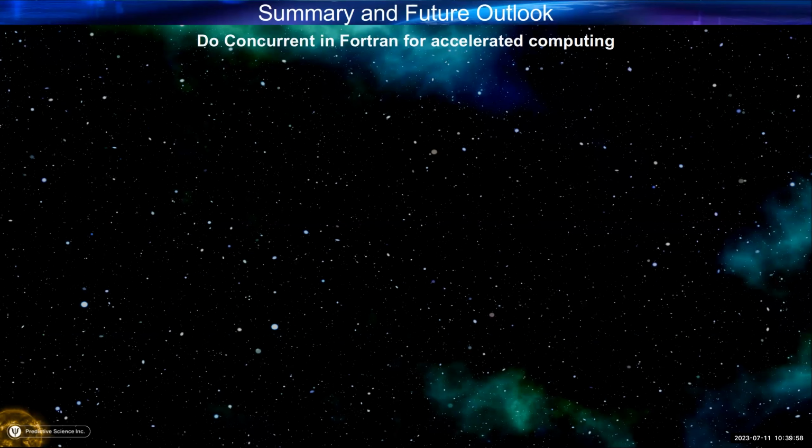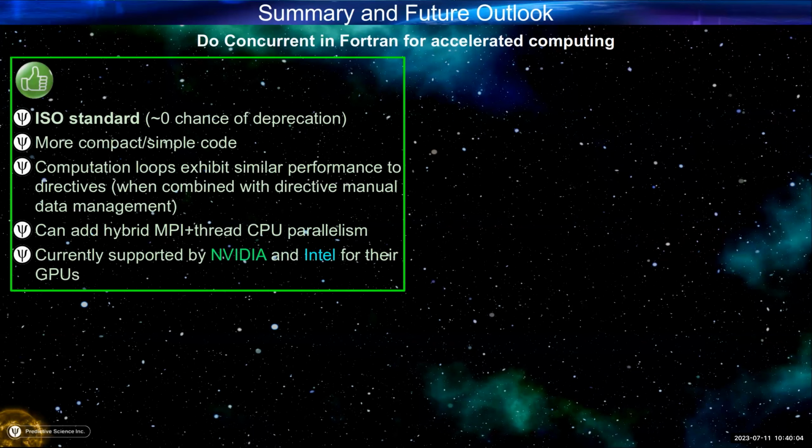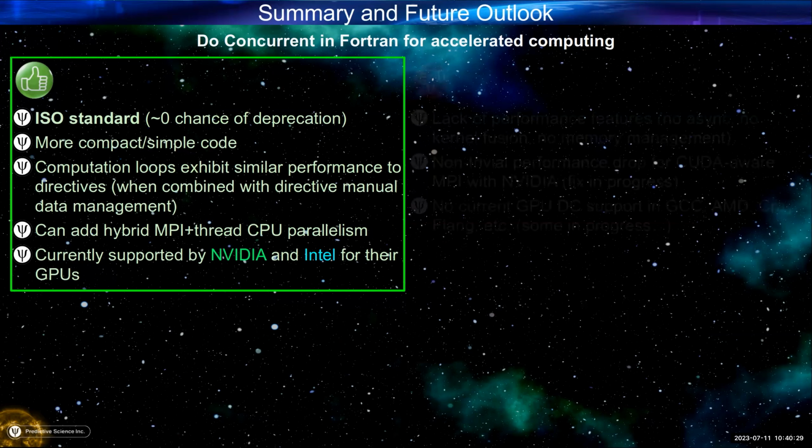So let's summarize this. So do concurrent in Fortran for accelerated computing. This is kind of an overview based on our experiences. Good things. 1, it's ISO standard. There's basically 0 chance of it being deprecated. It's much more compact and simple code. The loops exhibit similar performance to directives when combined with manual data movement. And it can add hybrid MPI threading CPU parallelism to codes that don't already have it. And it's currently supported by NVIDIA and Intel for their GPUs.